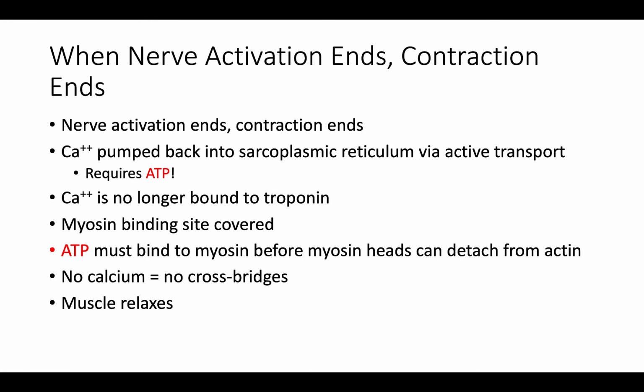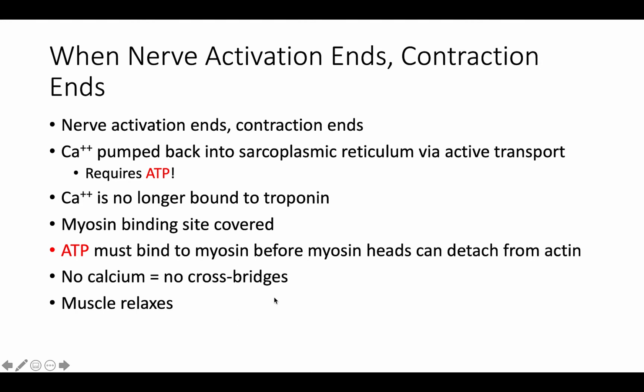did. So calcium is no longer bound to troponin, the myosin binding site is covered, and ATP has to bind to myosin before myosin heads can detach from actin. So that's another ATP step. So ATP is needed in order to relax. You'll understand this more when we start talking about something else shortly. But for right now, ATP is needed in order to relax. No calcium means no cross bridges, and so then the muscle relaxes.